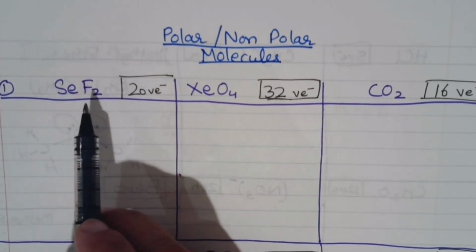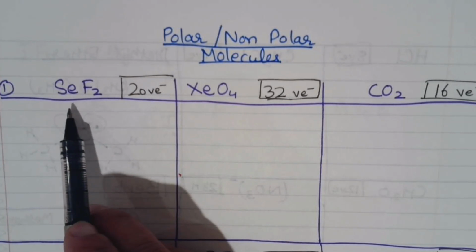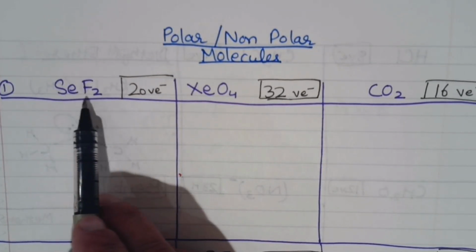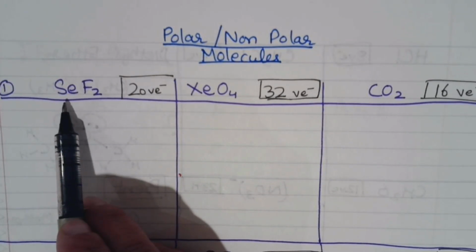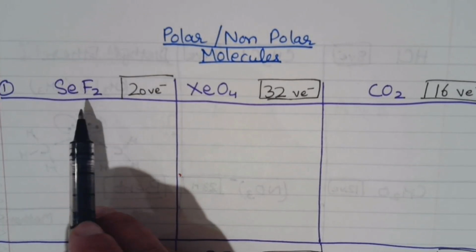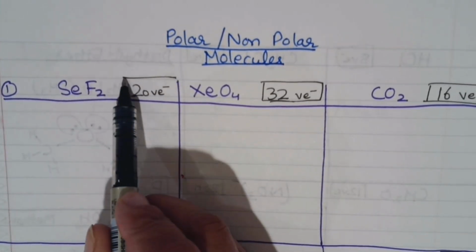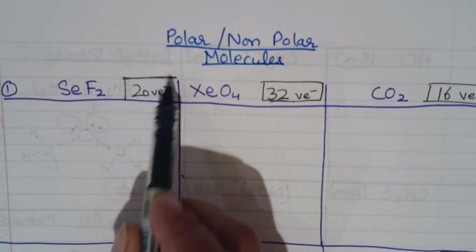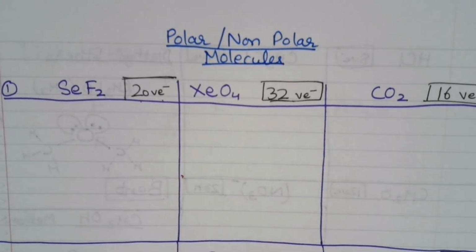So you should know the names of these molecules, right? Selenium, there are two fluorines, so it's difluoride. We do not start the name with mono, so it's just selenium difluoride. Okay, so let's first count the total number of valence electrons. So it has 20 valence electrons.